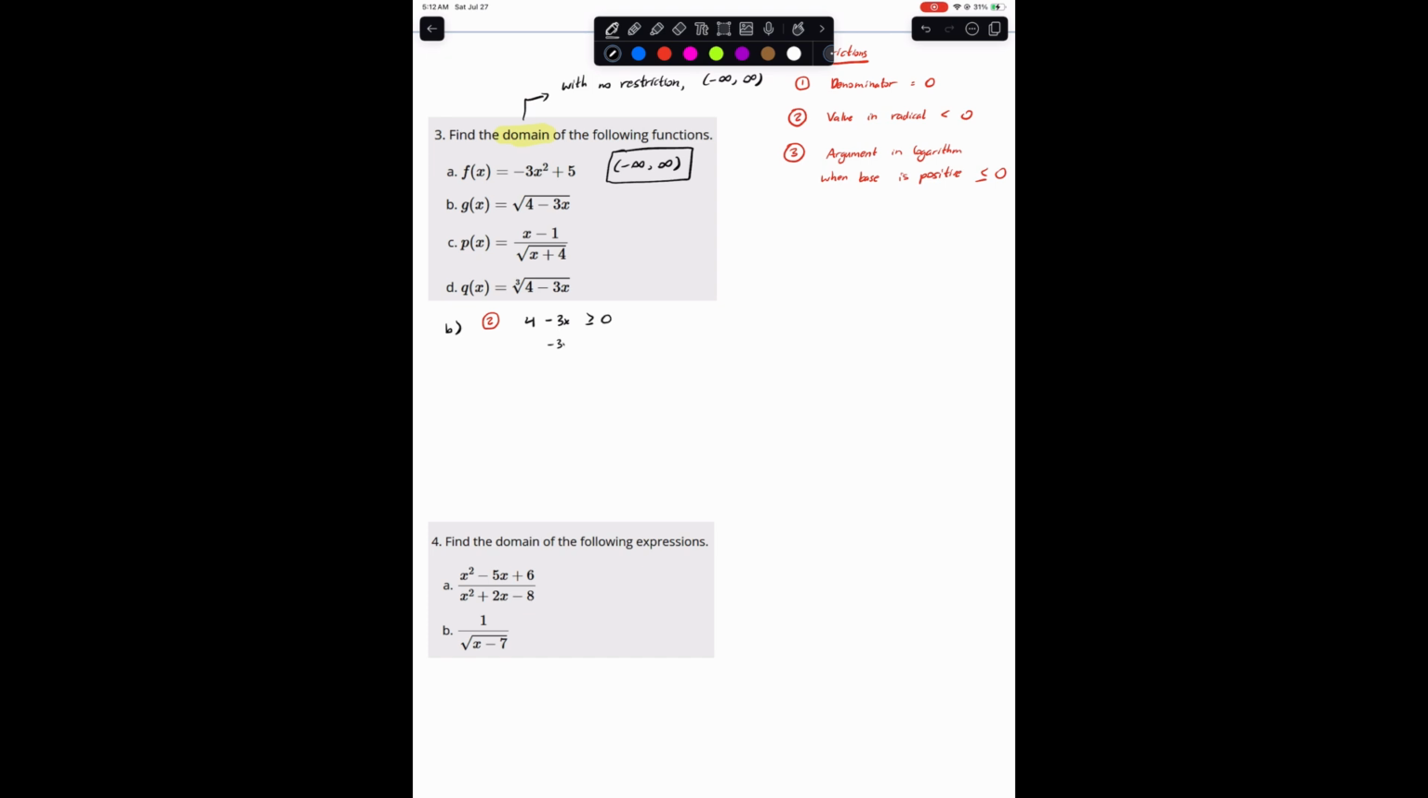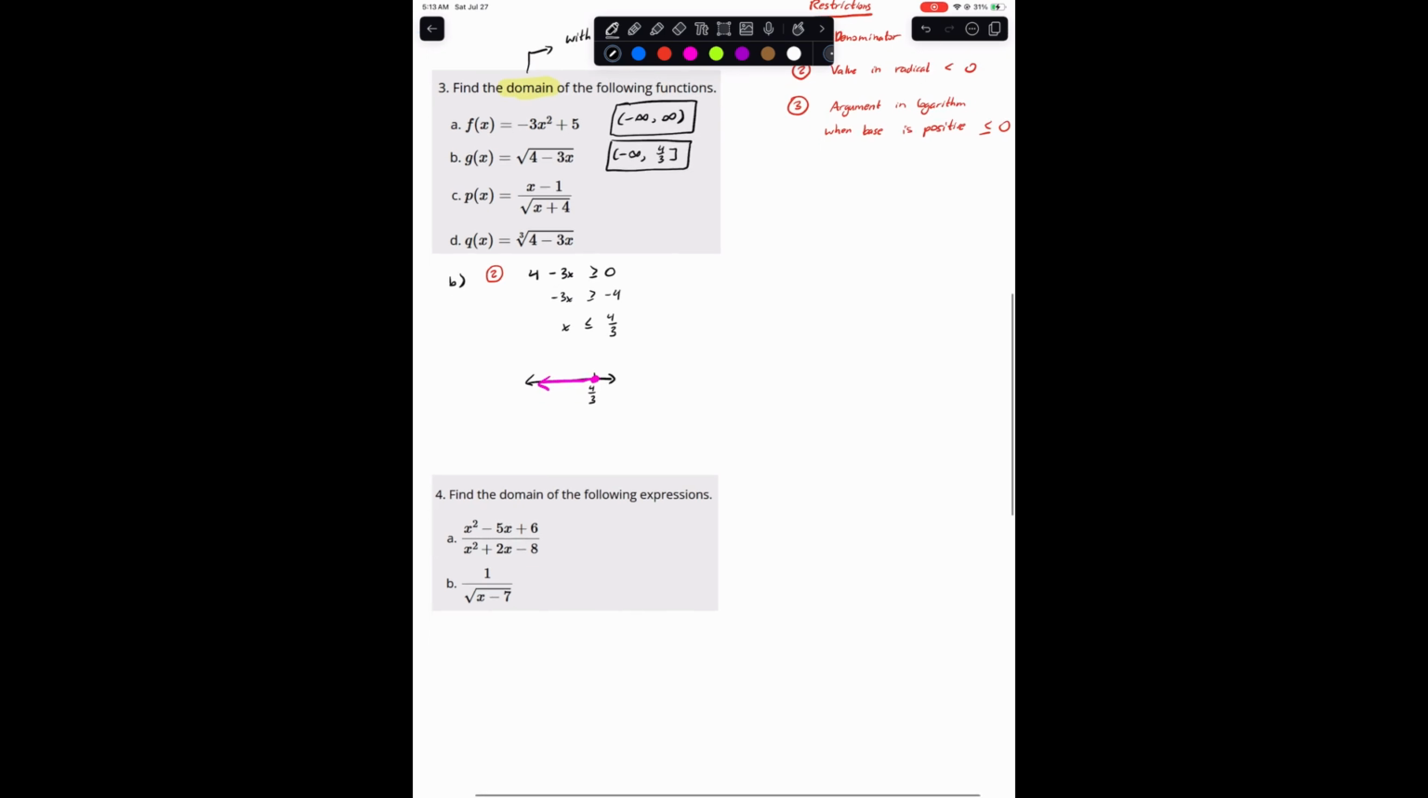We get -3x greater than or equal to -4, and then we divide by -3, we flip the sign, and we get 4/3. It's our only restriction, so we do our little number line, right? I'll do it below. We have 4/3 right here, and it is a closed circle from here all the way to the left. This means our domain becomes -infinity to 4/3 inclusive.